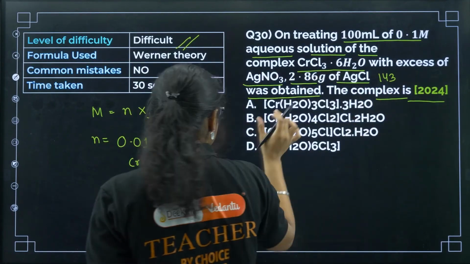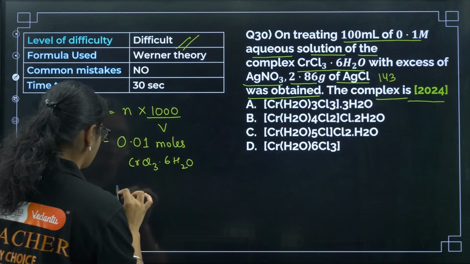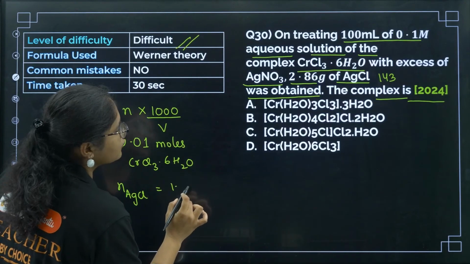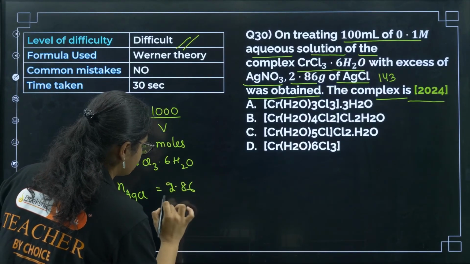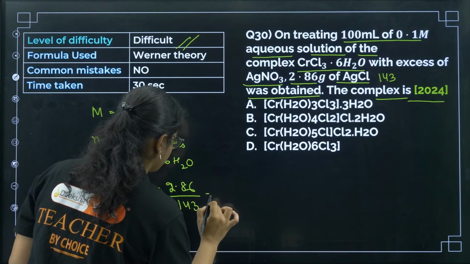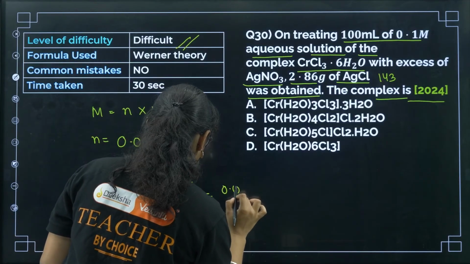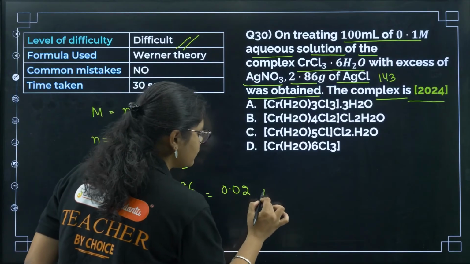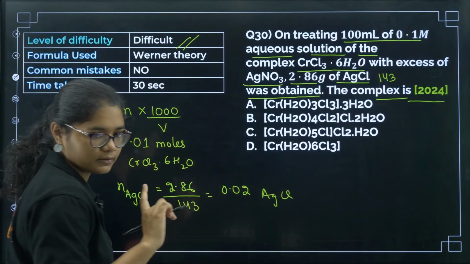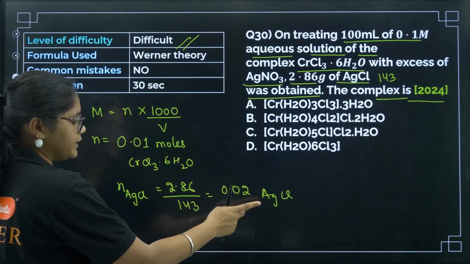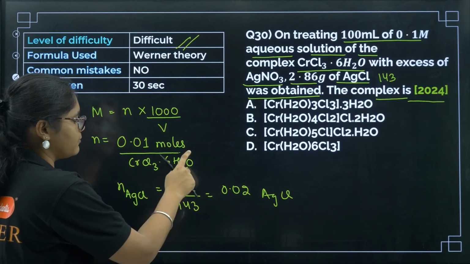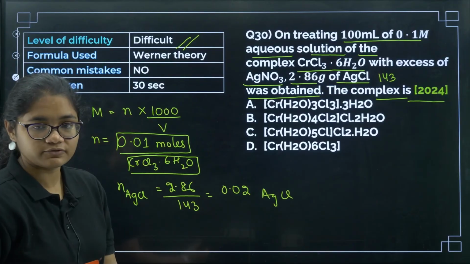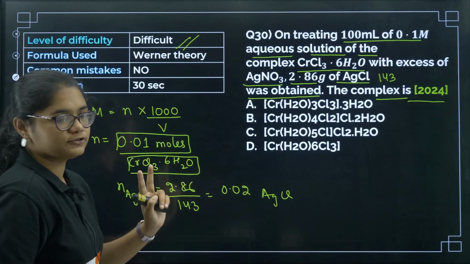Now, AgCl molar mass is 143. So the number of moles of AgCl will be given mass divided by molar mass: 2.86 divided by 143, so I will get 0.02. So 0.02 moles of AgCl is being formed. From 0.01 moles of this complex, we are getting 0.02 moles of AgCl. That means 2 chlorine must be outside.